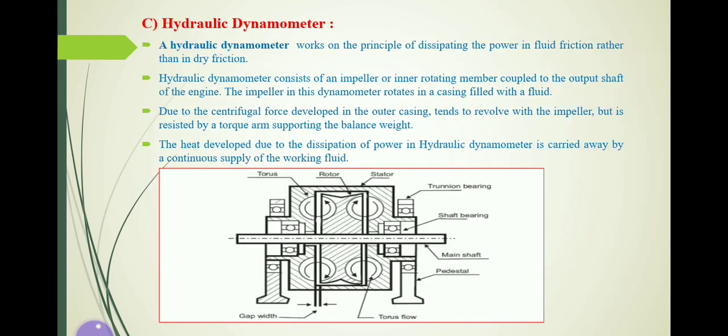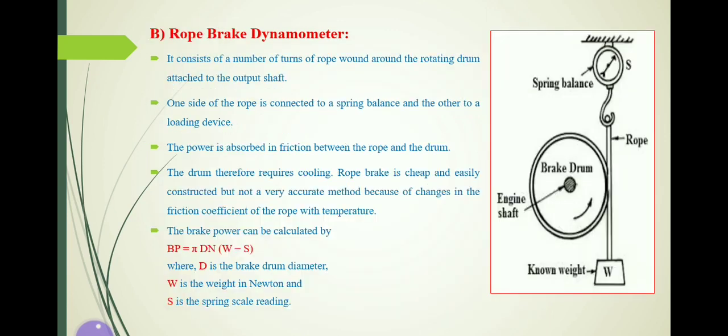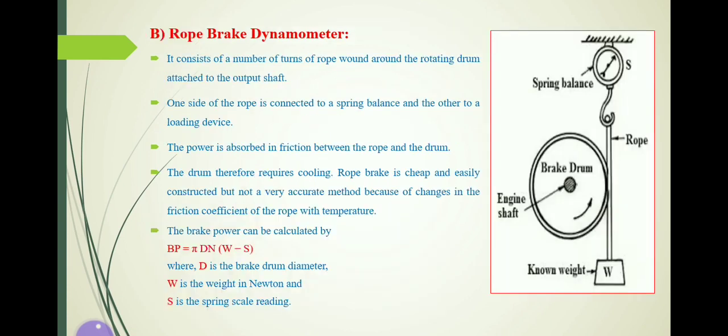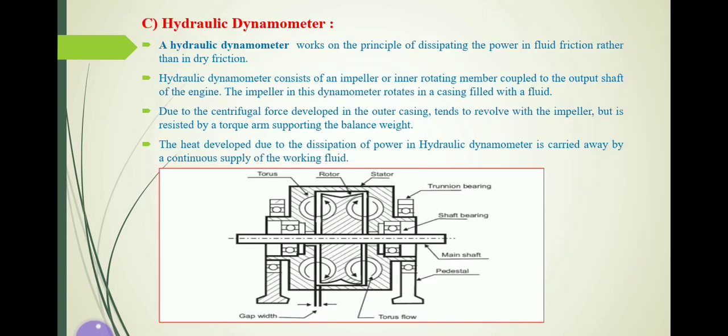Now we'll discuss the third type of dynamometer, that is the hydraulic dynamometer. In the last two types of dynamometer we are using friction: in the Prony brake dynamometer, friction between brake and flywheel; in the rope brake dynamometer, friction between rope and brake drum, and that is dry friction. In this hydraulic dynamometer, friction also happens, but that friction is between the rotating shaft, or one rotating material, and the liquid. That liquid is mainly water. So that's why it is called a hydraulic dynamometer.